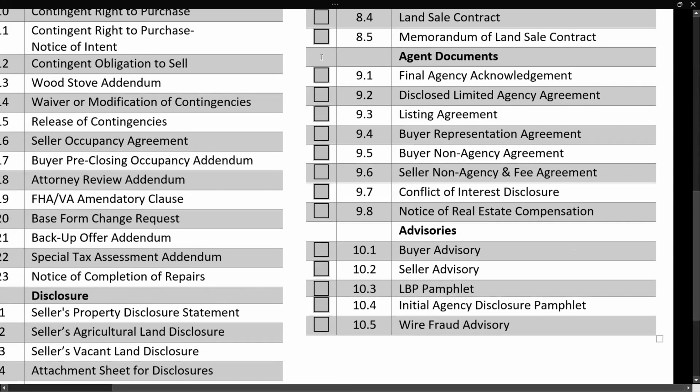In our 9s, the 9s section, this is where we have our various agency documents. This is the way that you and a client have a relationship together as agent and principal. 9.1 is the final agency acknowledgement. This is essentially a document that's on the front of every purchase and sale agreement. It's required under Oregon law, and it's a disclosure of all of the agents involved in a transaction. If you have multiple transactional agents, you have a team with 3 or 4 agents on it, all of them should be in the final agency acknowledgement.